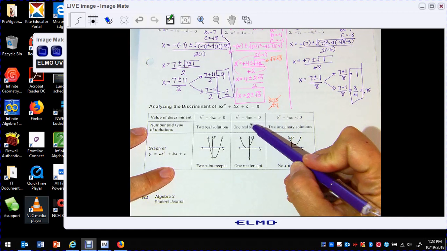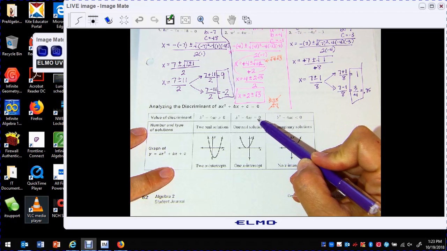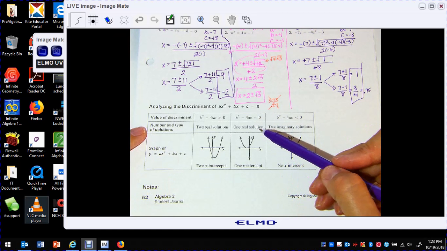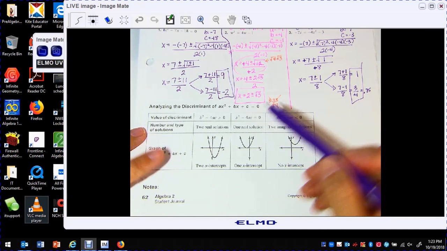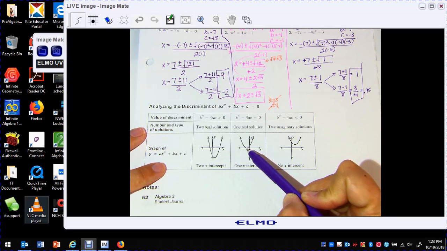Now, if these would have been equal to 0, I would have had only one real solution because that vertex is actually on the x-axis, which means that's the only point it is going to touch that x-axis.